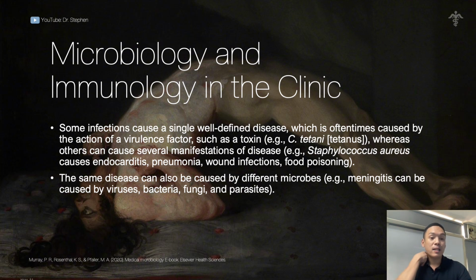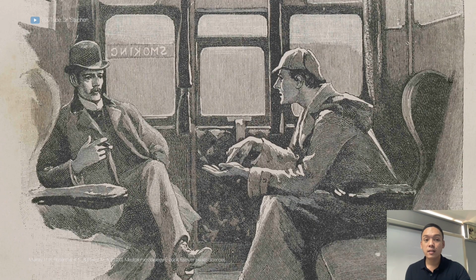The same disease can be caused by different microbes, such as meningitis, which can be caused by viruses, bacteria, fungi, and parasites. So we need to understand the characteristics of the microbe and the host response to the infection. And there is what we call a Sherlock Holmes-like approach, if you're familiar with him. This approach can also be applied to the microbial villain to solve clinical infectious disease cases.